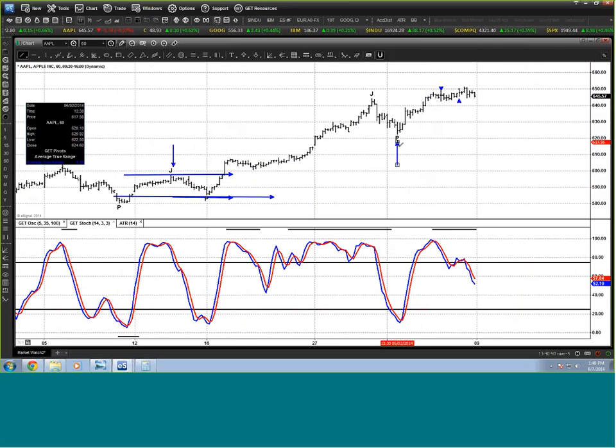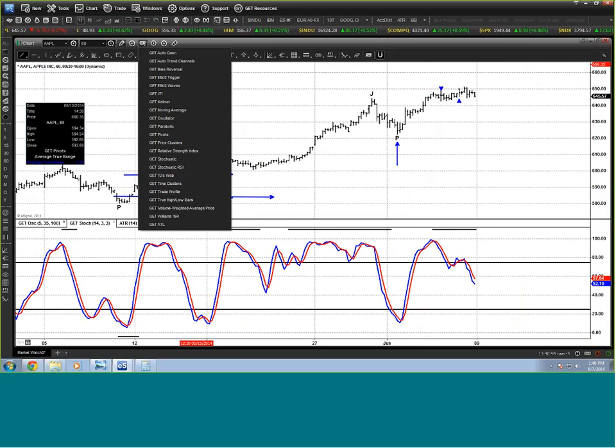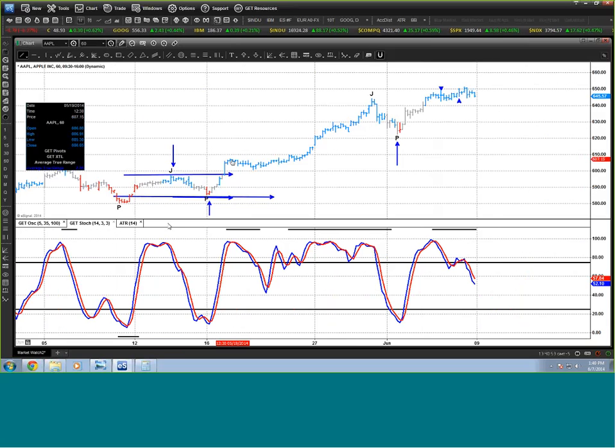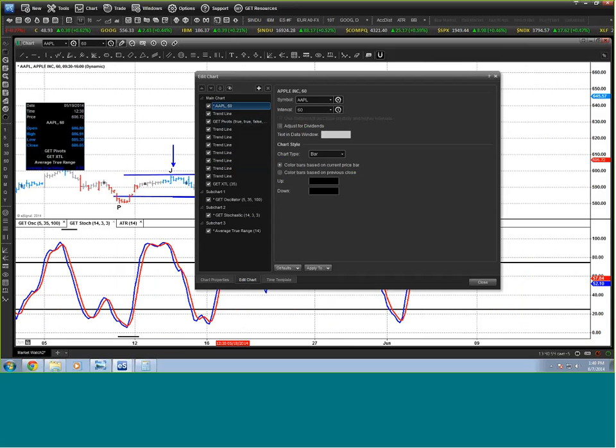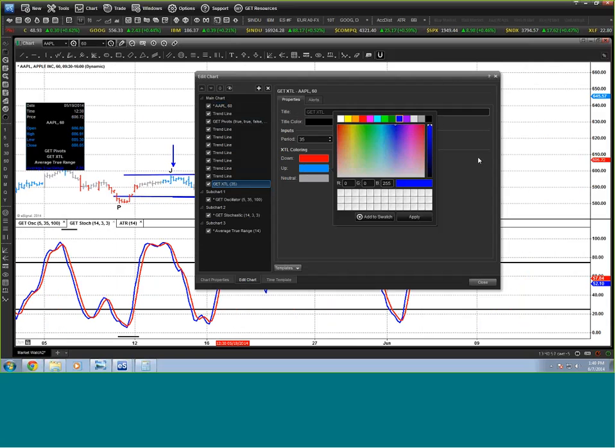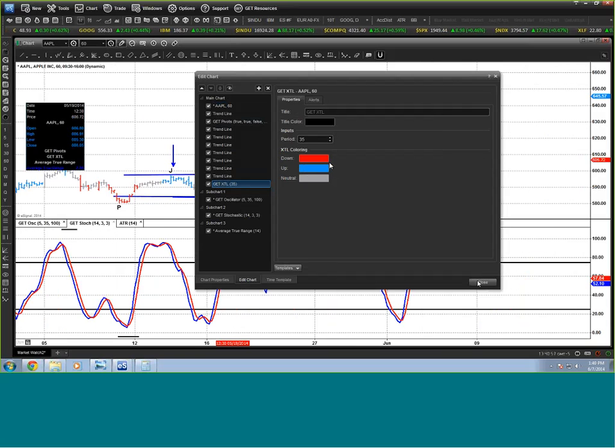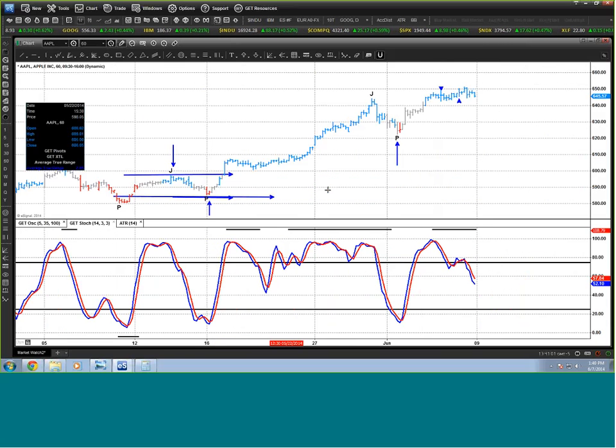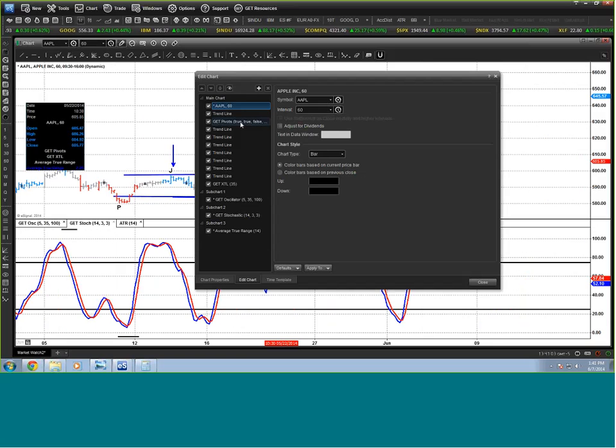There's another indicator that we have in Advanced GET called the XTL. It's a trend locating system, and this is kind of what the XTL looks like. I like to make this blue a little bit bluer. Okay, oops. Rookie mistake, forgot to hit apply. Blue, apply. There we go. And let me thicken the bars up a little bit.